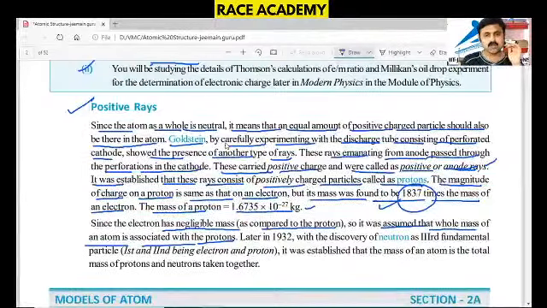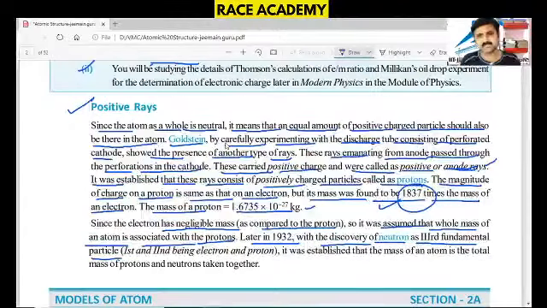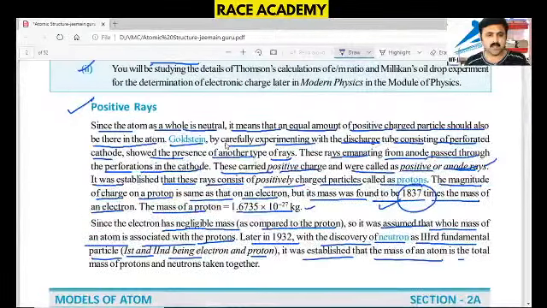And later on, what happened? In 1932, Chadwick discovered the neutron as the third fundamental particle, from the nuclear reaction of bombarding the beryllium nuclide with alpha particles. The first and second fundamental particles were the electron and proton, and the third was discovered. After that, the mass of the atom is said to be the mass of protons and neutrons taken together.